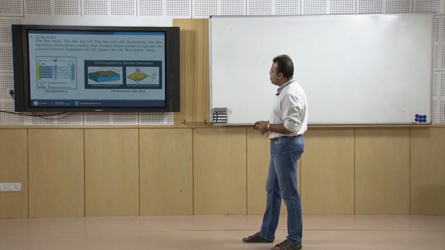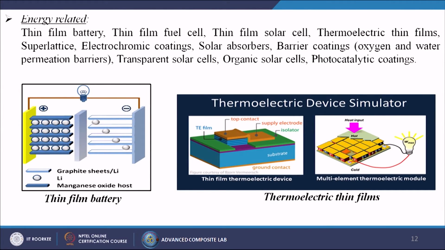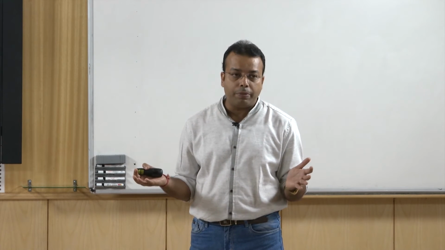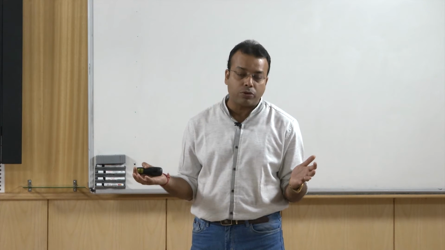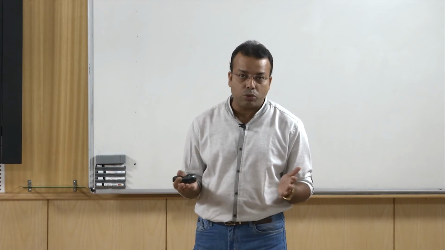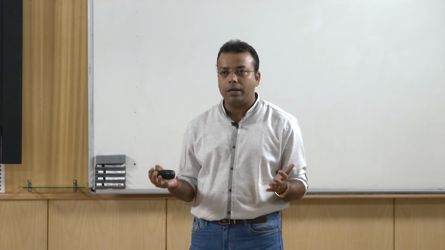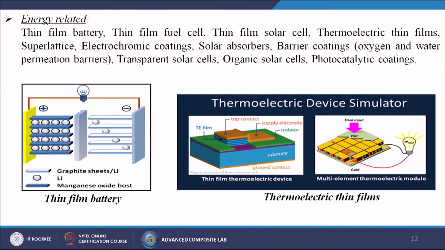Next, energy related. So, thin film battery, thin film fuel cell, nowadays we are talking about the hydrogen fuel cell, then lithium ion battery, supercapacitor, flexible supercapacitor, solar cells in terms of perovskite solar cells, or dye-sensitized solar cells. So, there are n number of applications where we can use this kind of thin film techniques. So, electrochromic coatings, solar absorbers, barrier coatings, oxygen and water permeation barriers, transparent solar cells, organic solar cells, photocatalytic coatings. So, where we can use.